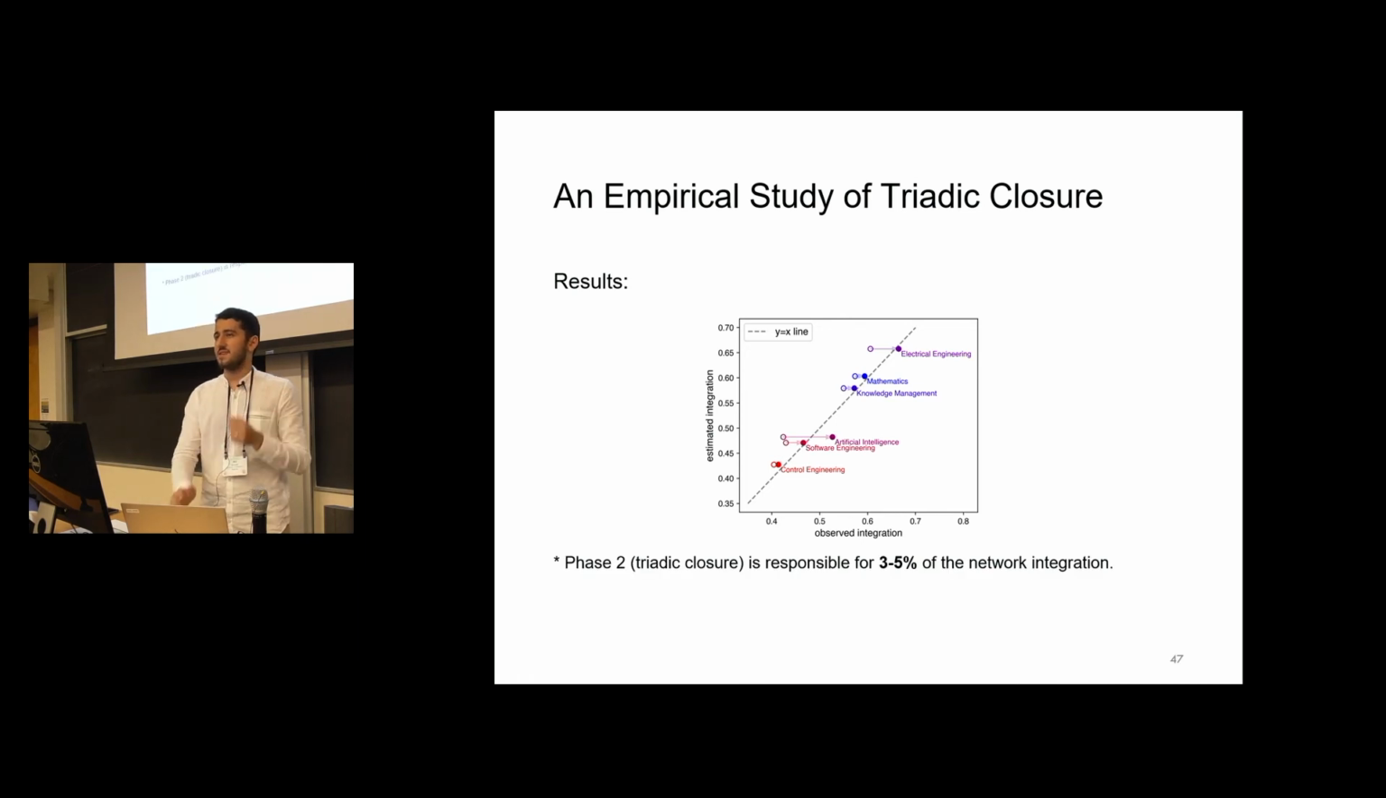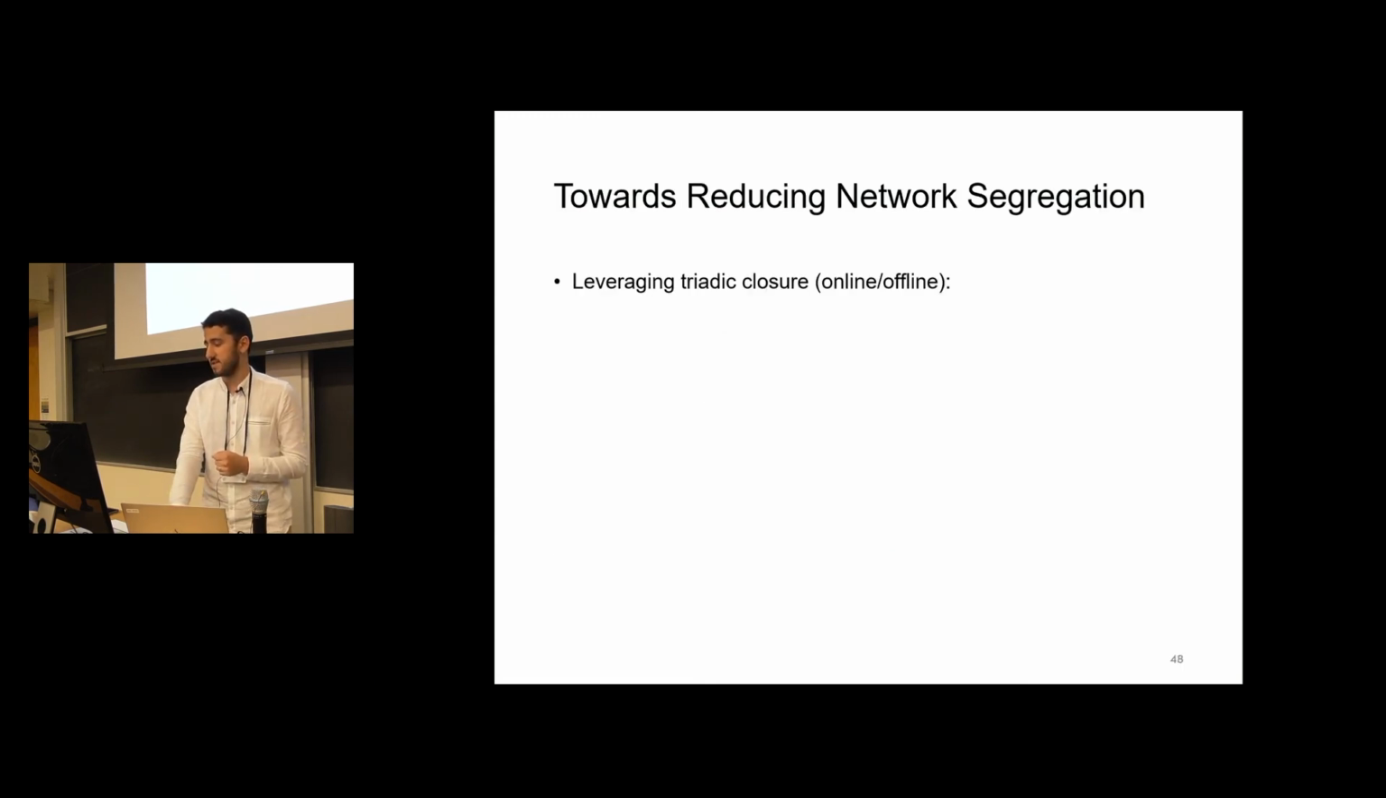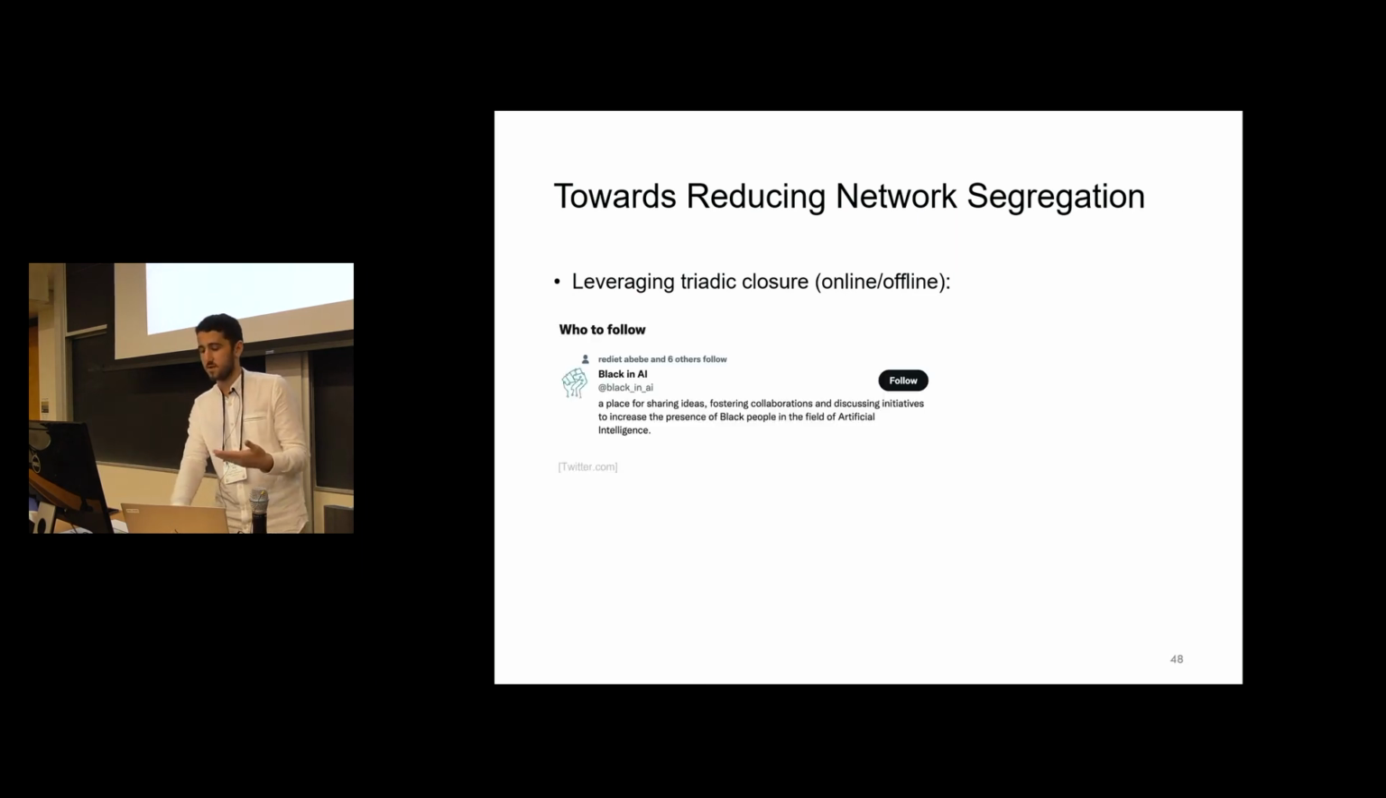We also did a counterfactual estimation, and it seems triadic closure is responsible for 3 to 5% of the network integration, which is significant. Okay, so far I discussed the interaction of triadic closure and homophily, but one can leverage these results and intervene in the network. For example, the recommendation you receive from Twitter about who to follow is sometimes based on who your current network is following. That's actually the amplification of triadic closure.